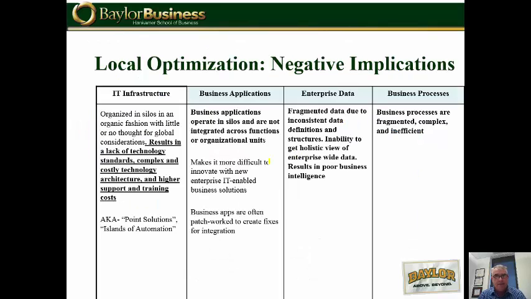And this slide just talks through some of the major implications of having siloed information systems from the standpoint of infrastructure, what it does to your applications, fragmented data, which I've mentioned, and then it contributes to business processes that are fragmented, complex, and inefficient. So you can read through those.